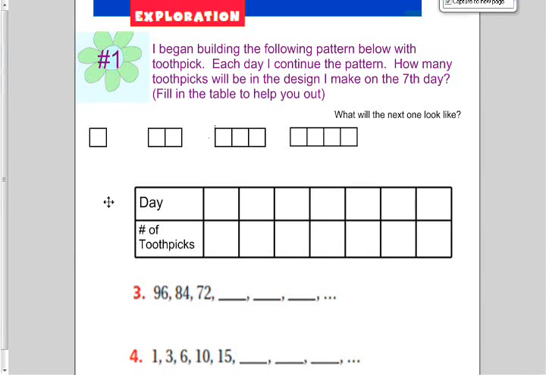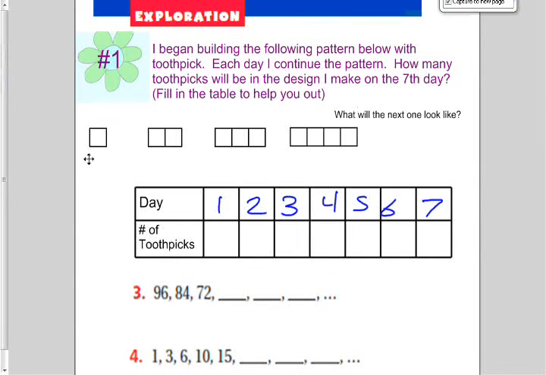So I created a table. The top row tells me what day it is, and the bottom row tells me how many toothpicks I need for that day's figure. So on day 1, my figure looks like this. So I think I'm just going to go ahead and put in the days. So it's going to be day 1, 2, 3, 4, 5, 6, and 7.